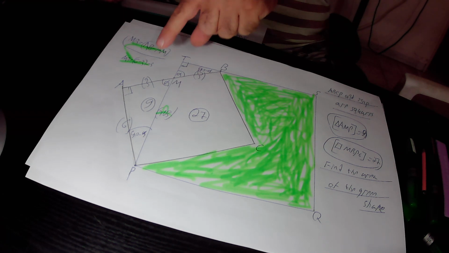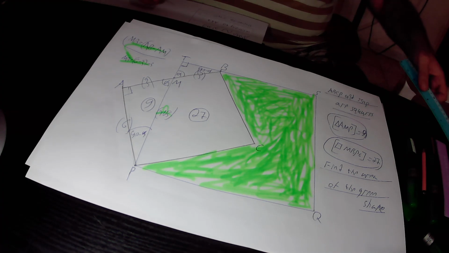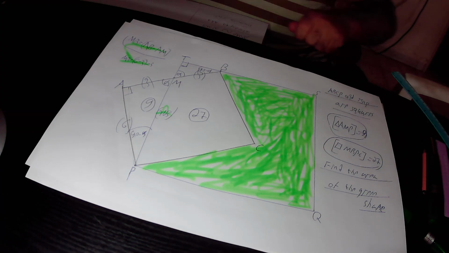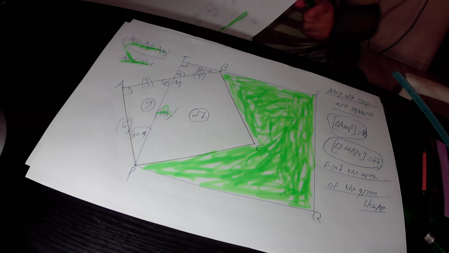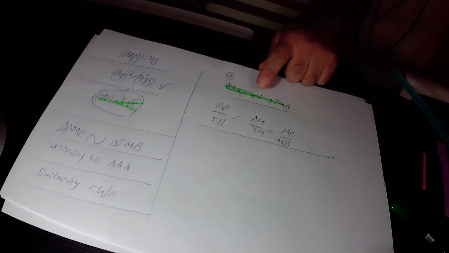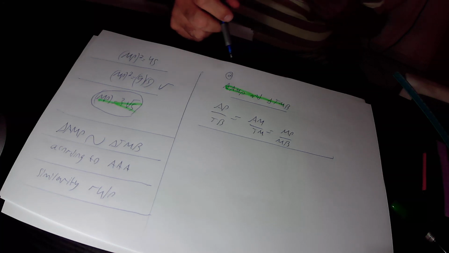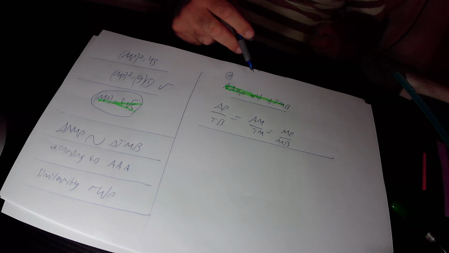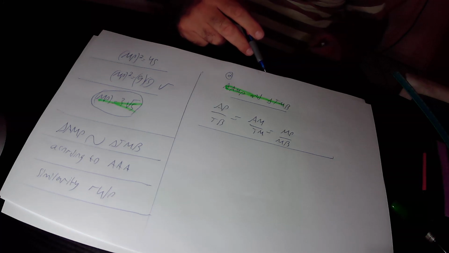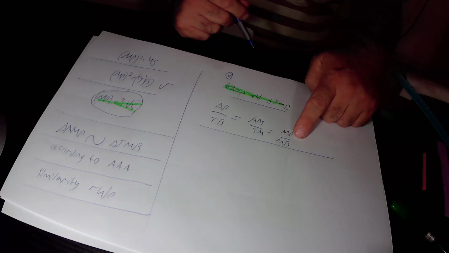And again, from the fact that those two right triangles are similar to each other, we derive that the following relationship exists between their sides. Side AP of the big right triangle AMP over side TB of the small right triangle TMB is equal to side AM over side TM, and it is also equal to side MP of the big right triangle AMP over side MB of the small right triangle TMB.